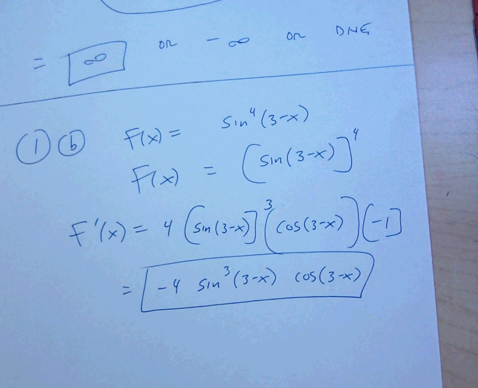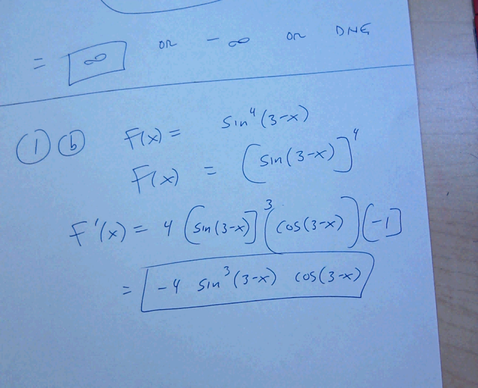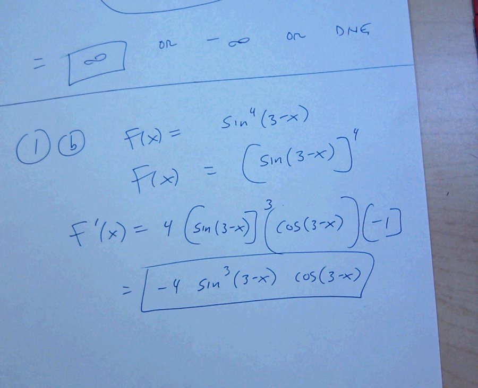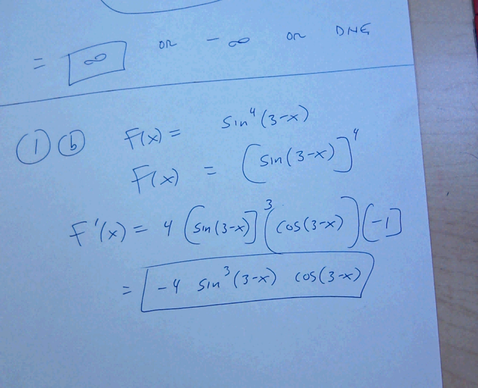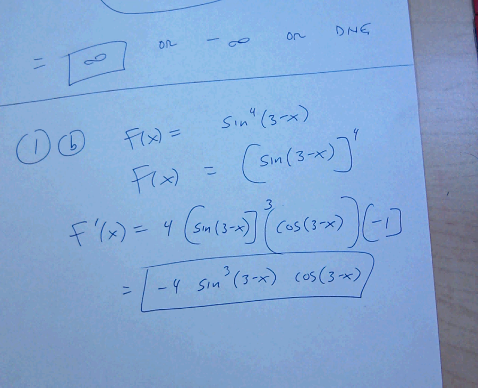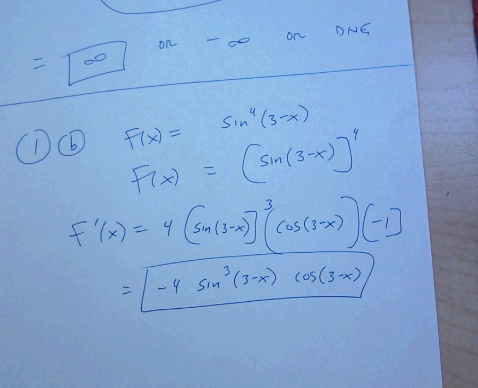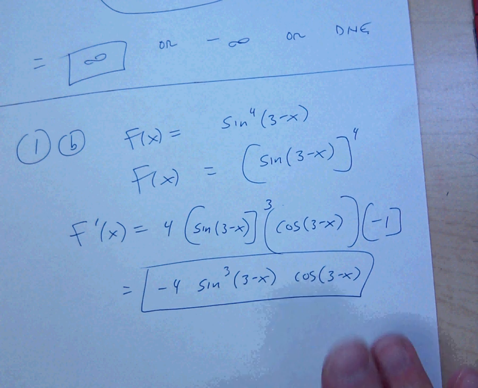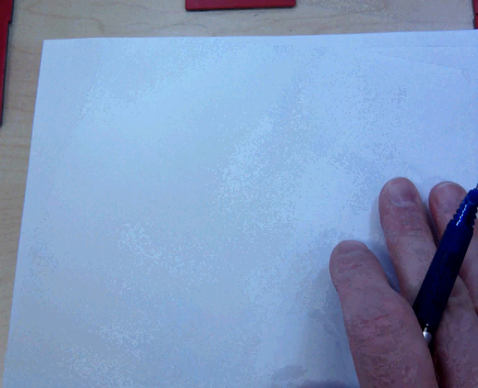Does that make sense, guys? Yes or no? Okay? It's just the chain rule. It just so happened that you had two inside functions. You have to keep going inside and taking the derivative until you were done. Does that make sense? Okay, what else? Keep them coming.